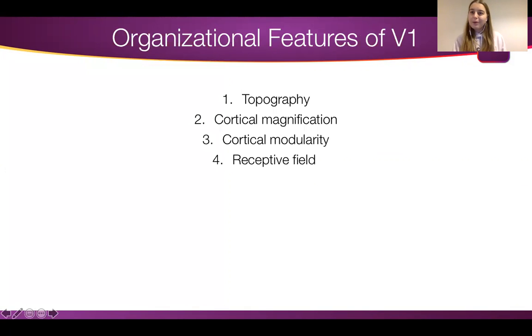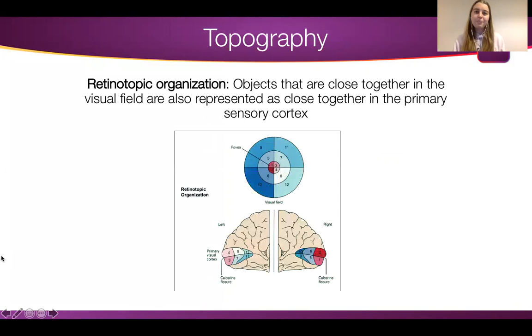So I'm going to be talking about vision and more specifically the organizational features in the V1. There are four main organizational features as you can see here, and we're going to go through each one of them more specifically. The first one being topography.